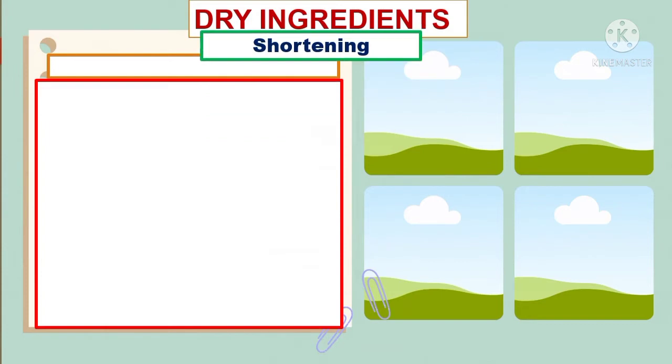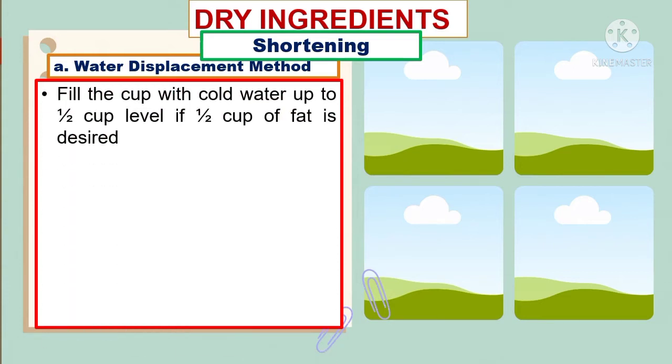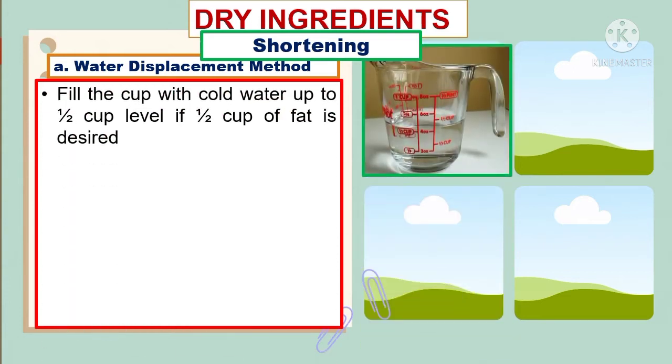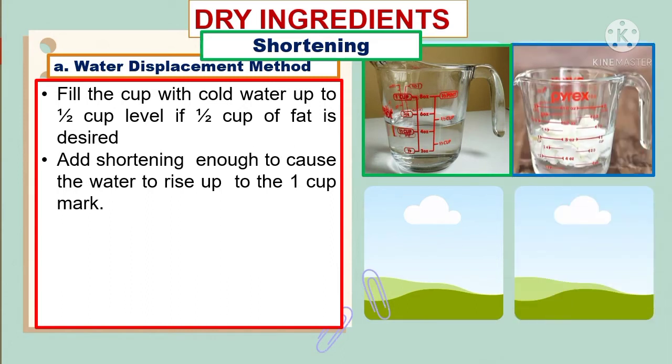Another way of measuring shortening is with the use of the water displacement method. I know that it is not the first time you experience the water displacement method because in your science subject, you use it in measuring the volume of irregular objects, right? Same thing in measuring shortening. How to do it? You need to fill the cup with cold water up to 1/2 cup level if 1/2 cup of fat is desired. Then, after that, add shortening enough to cause the water to rise up to the 1 cup mark.